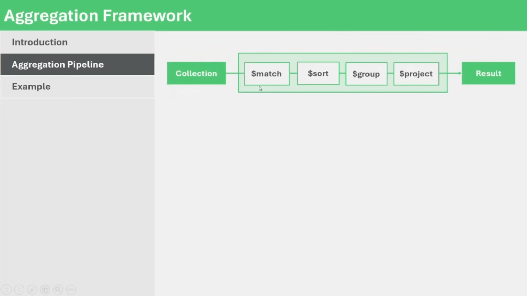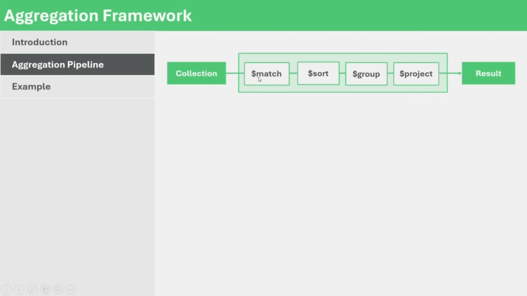Here we will have a collection, and the documents of that collection go through a series of aggregation stages. So for example, this $match is an aggregation stage. This $sort is an aggregation stage. This $group is an aggregation stage. And in the same way, this $project is an aggregation stage. All these aggregation stages combined together create an aggregation pipeline.